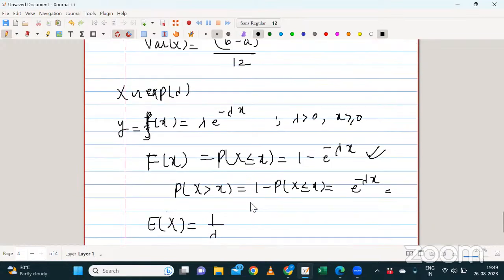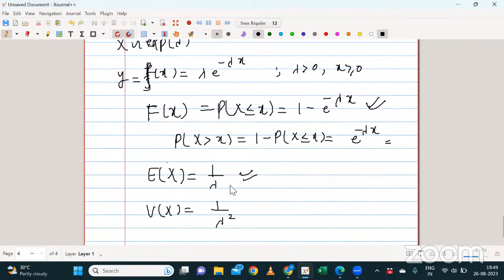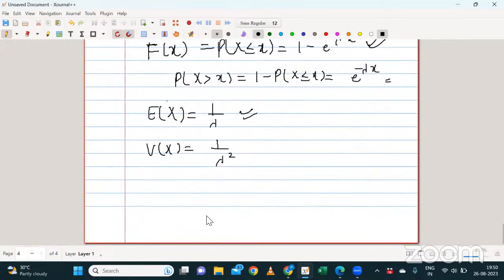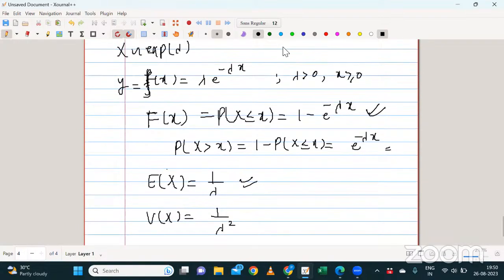Okay, suppose the question, rather than giving lambda directly, gives the expected time. I can find out the value of lambda, right? They can also give us the variance. Suppose I'm saying that the variance of the length of a phone call is 100. Then lambda square is 1 by 100, and lambda will be 1 by 10, 0.1. So that is just a simple thing you can keep in your mind.